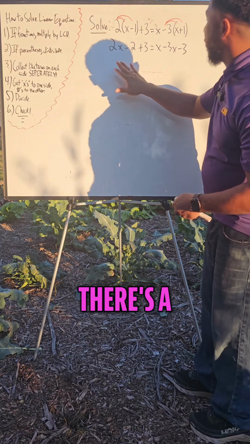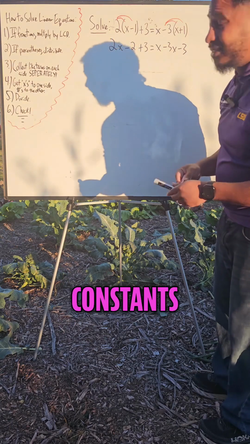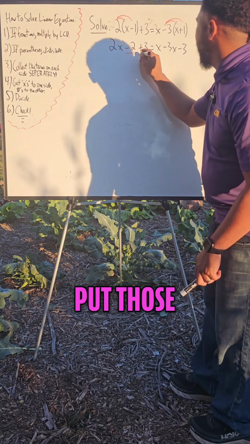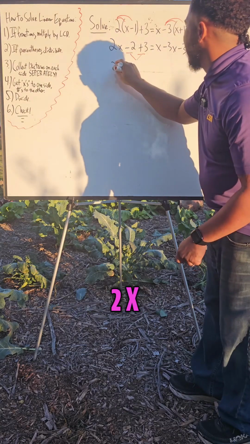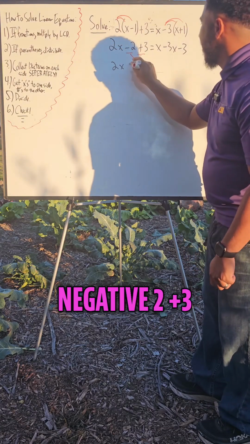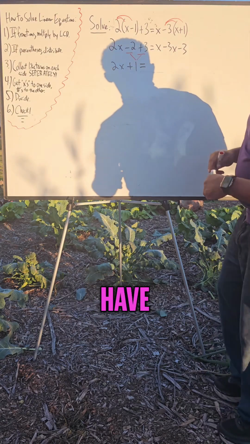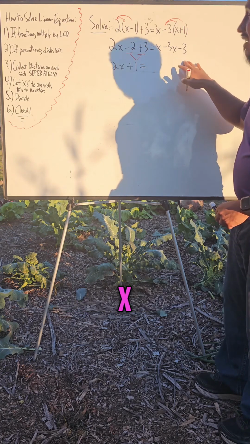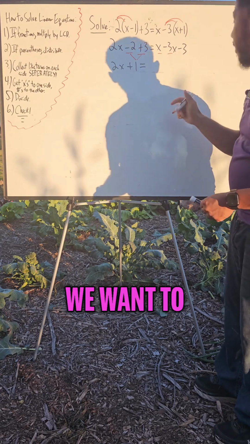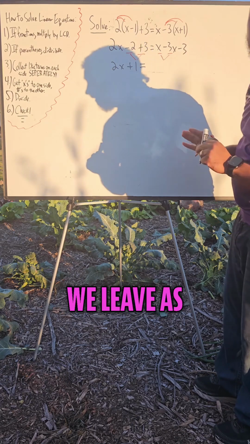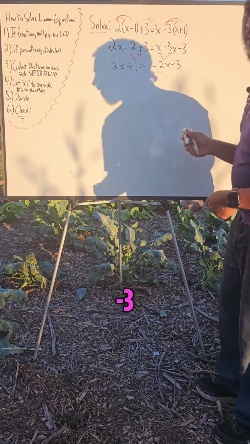So on this left side, we see there's a 2x, a negative 2, and a plus 3. Now that negative 2 and plus 3 are just constants, and so we can combine those, put those together, whereas the 2x we leave as is. So that'll give us 2x, and then negative 2 plus 3, that's positive 1. Okay. Then we look at the right side of the equal sign. Let's see what we have. Here we have an x, a negative 3x, and a negative 3. So again, this x and negative 3x are alike, so those things that are alike, we want to combine. Whereas the negative 3 we leave as is. So x minus 3x gives us negative 2x minus 3.